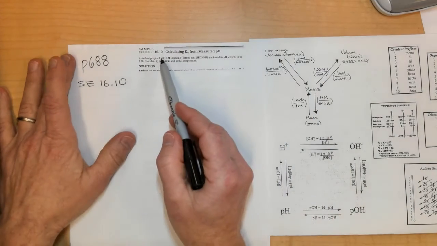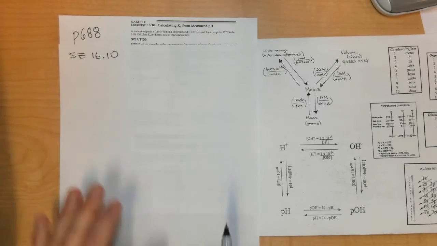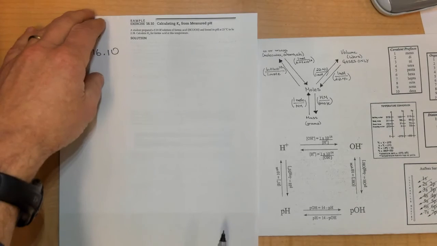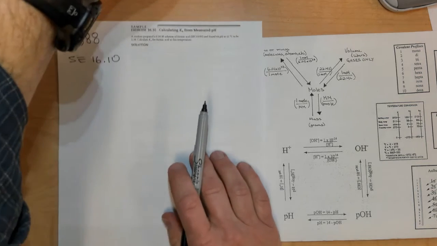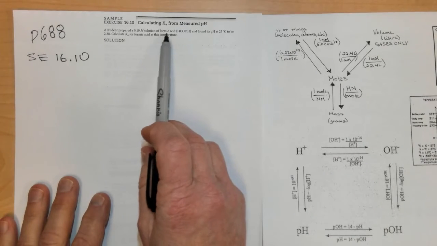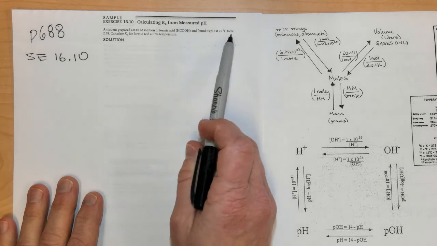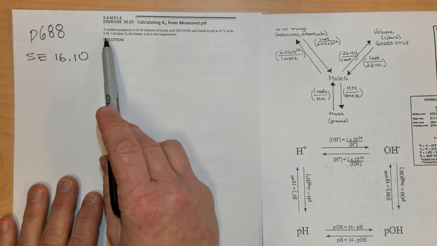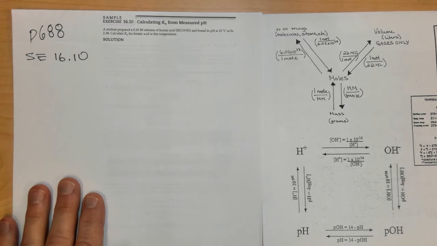In the sample problem, we're going to work sample exercise 16.10 from your textbook, and it's on page 688 if you're in the 13th edition. If you're in a different edition or a different textbook, you could still work this same problem. I'm going to zoom in just a little bit. We'll take a look at the question. It says, a student prepares a 0.1 molar solution of formic acid, HCOOH, and found its pH to be 2.38. Calculate the Ka for the formic acid at this temperature.